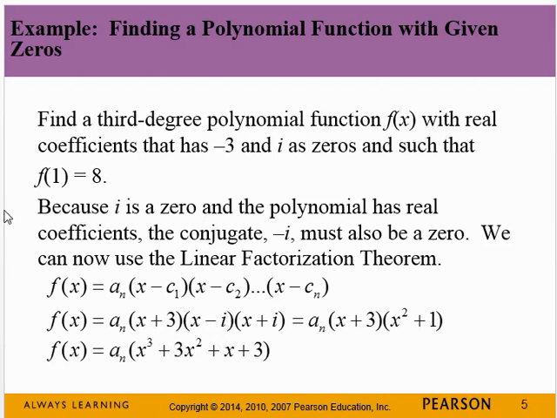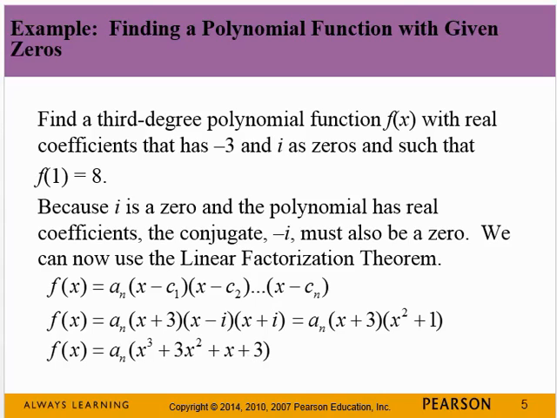But because i is a zero and the polynomial has real coefficients, you also need your conjugate. So I'm going to have x plus i along with x minus i. Simplify your x plus 3, x minus i, x plus i, and you would get x cubed plus 3x squared plus x plus 3. All I did was simplify this equation and you would get this.